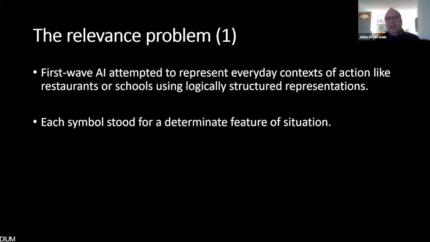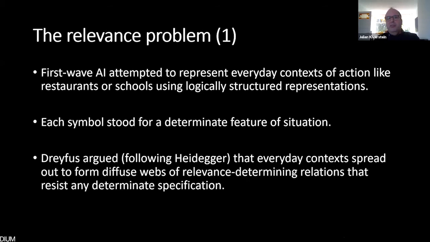So if you think of these everyday contexts as being represented in terms of objects and properties, then you'll think you'll be able to build up representations of these everyday contexts of action, like restaurants or schools, using logically structured representations, where each of the symbols that the program is made up of would stand for some determinate feature of a situation. But the problem is that everyday situations are not structured such that we can find these kinds of determinate features. Dreyfus argued, following Heidegger, that everyday contexts that humans are able to act in form a diffuse web of relevance-determining relations that cannot be specified in terms of these kinds of determinate discrete features that you could then map onto symbols and program a computer with.